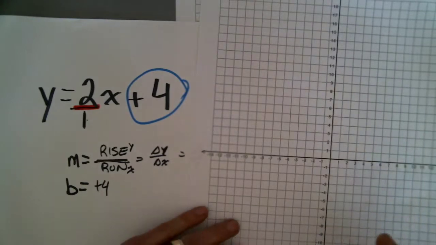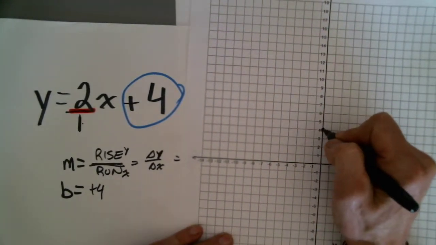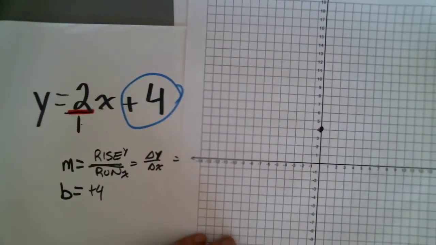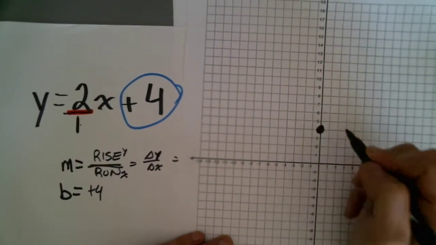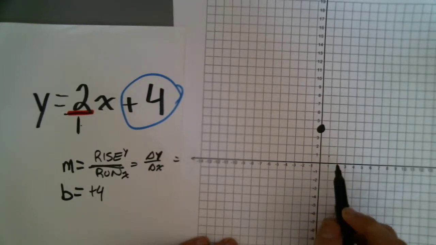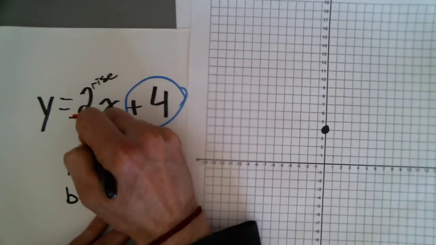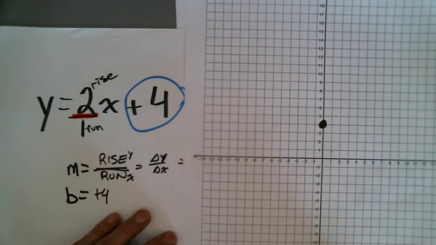So b, I'm going to start at b because that's my starting point. It is plus 4. Plus 4. Got a nice big dot. I'll make it really big so you can see it. Now remember, on a graph paper, the whole numbers are the lines. So you want to make sure you're putting the dot at the corner. Now, my rise over my run. My rise is positive 2.